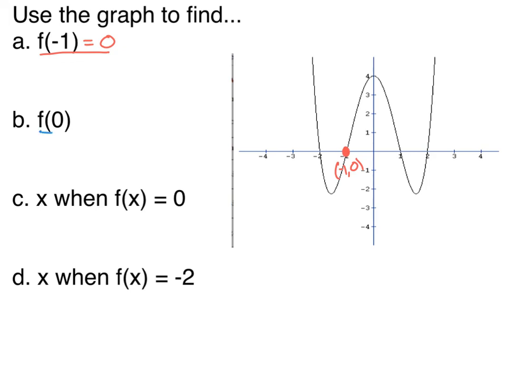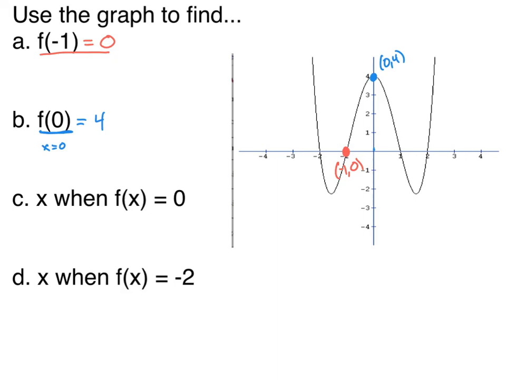For part B, f of 0. That means x is 0. Find y. So when x is 0, the graph is right up here. So there's the coordinate 0, 4. So then f of 0 is equal to 4.